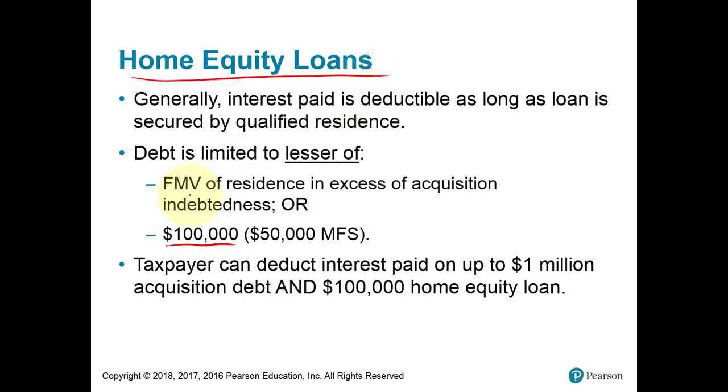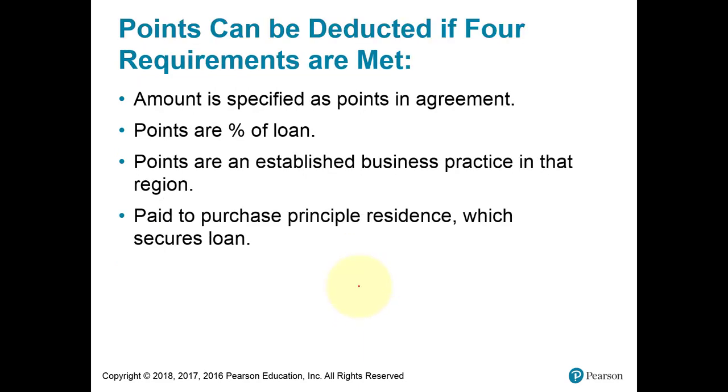Here it mentions that the value cannot go below the amount you're borrowing, otherwise that excess related interest is not deductible. Again, this last bullet here: $1 million of acquisition debt and another 100,000 of home equity loan debt. It's not interest here, it's the debt limits. The interest on this debt is what's deductible. Points are also deductible like we had mentioned in our previous chapter.